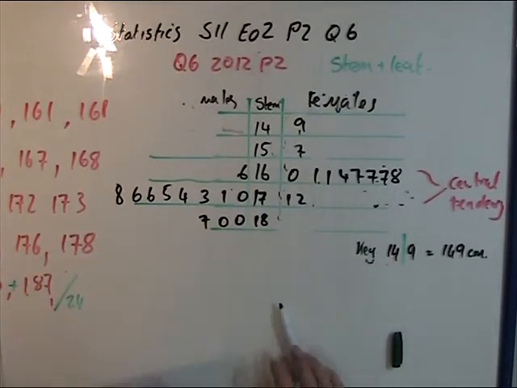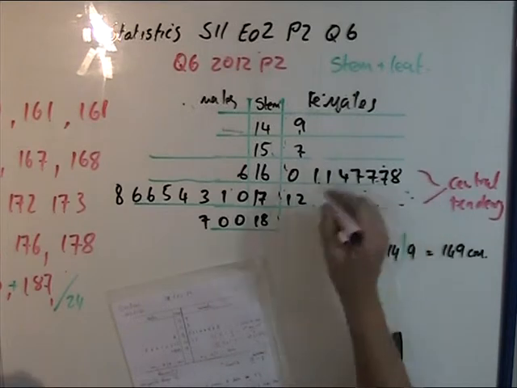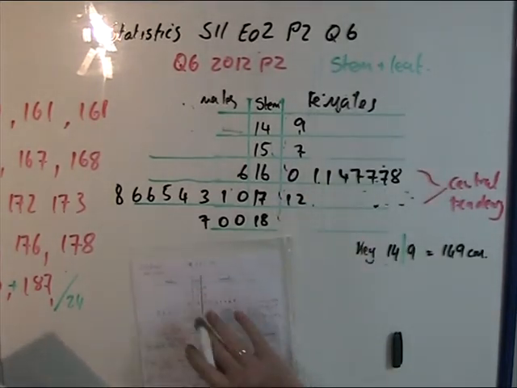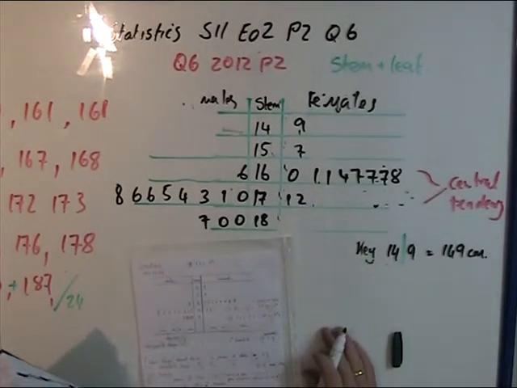And the question says construct a back-to-back stem and leaf plot of the above data. So this is called a back-to-back stem and leaf. State one difference and one similarity.